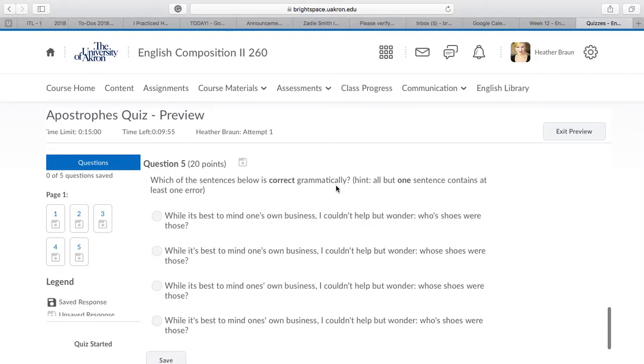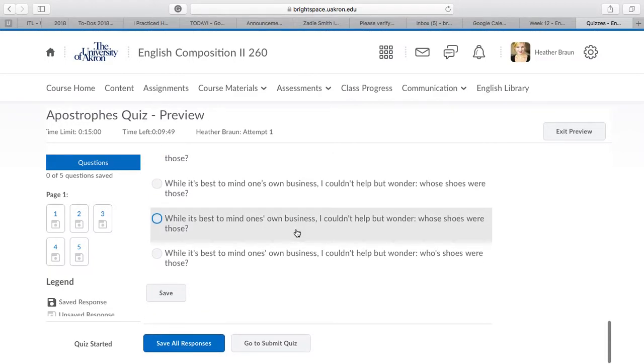And the last one is just asking you to see the correct use of one. So I would go back to the handout and be looking for an example of how to correctly use an apostrophe in ones. And all of those are examples of possessive rather than contractions.